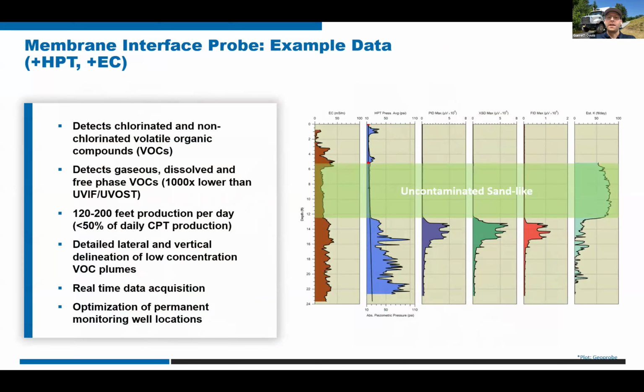Here we're looking at a plot that has EC, electrical conductivity, on the far left, and moving right, we've got the HPT, our hydraulic profiling tool, our PID, which is the photoionization detector. Then we've got the XSD, which is the halogenated chlorinated detector. And then the FID, which is the flame ionization detector. And finally, we've got our estimated K.